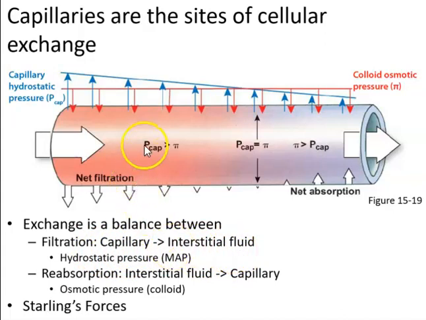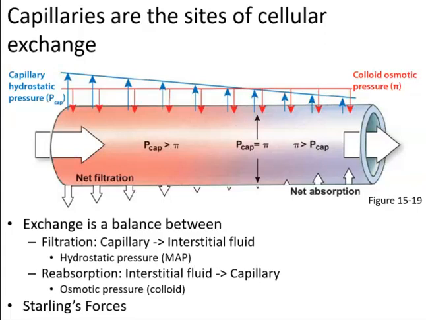And here on this diagram, we see it represented by PCAP. So PCAP is capillary hydrostatic pressure. Again, this pressure is pushing fluid out from the capillary into the interstitium. The next important force that helps regulate bulk flow is osmotic pressure.